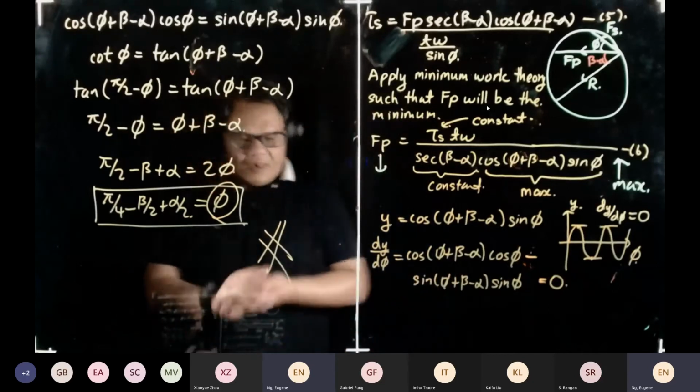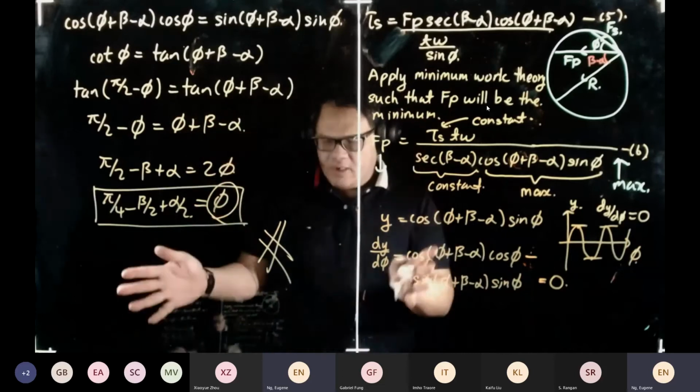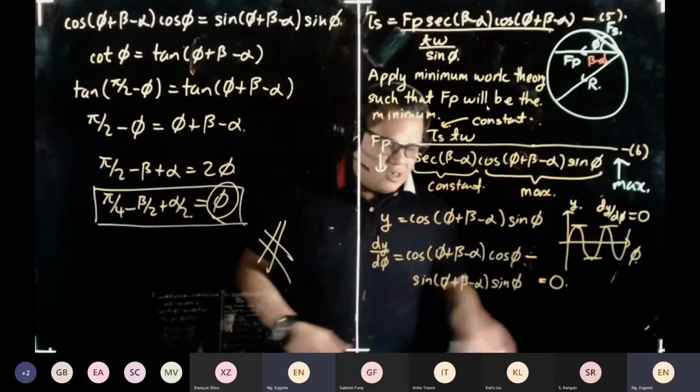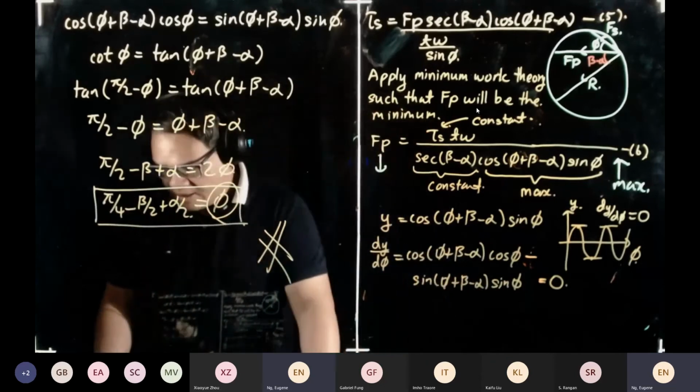So our final exam will be up to here. So anything after term test 2, up to here is where we have our final exam.